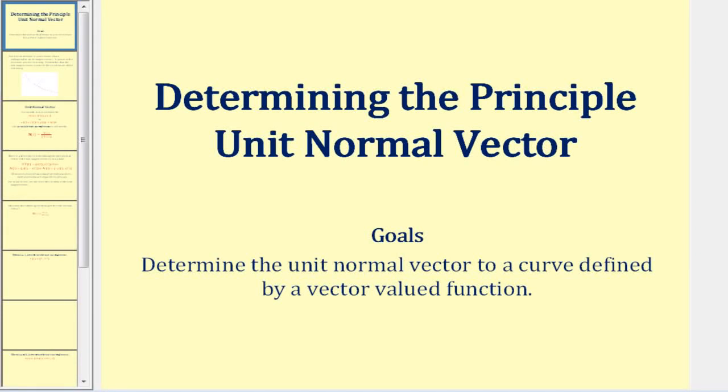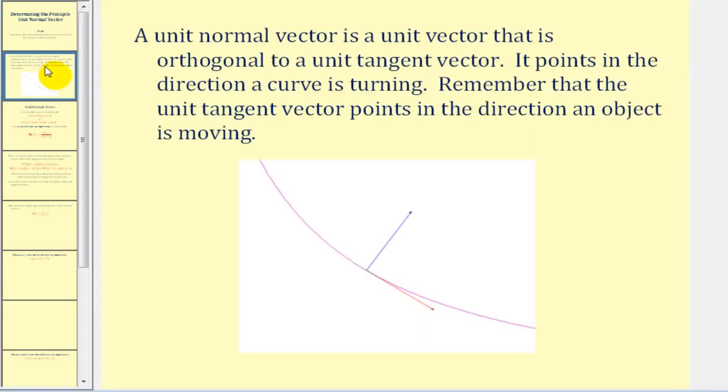Welcome to a video on the principal unit normal vector. A unit normal vector is a unit vector that is orthogonal or perpendicular to a unit tangent vector. It also points in the direction that a curve is turning. Remember that the unit tangent vector points in the direction an object is moving.